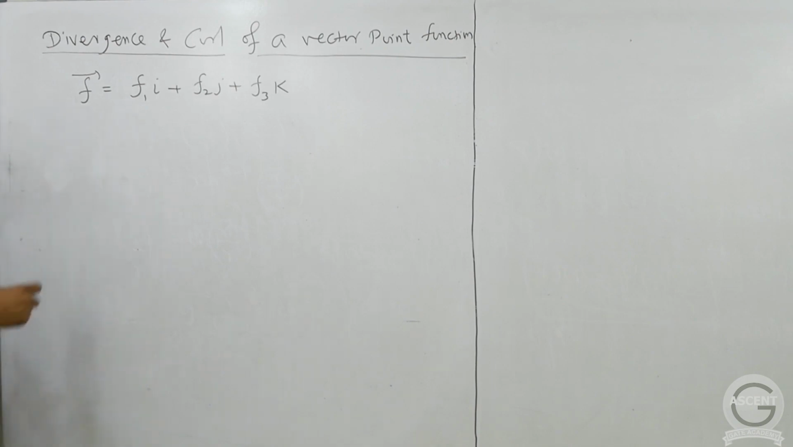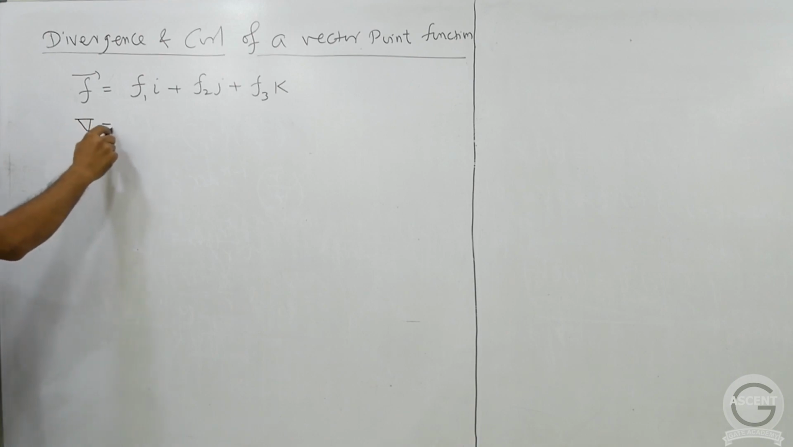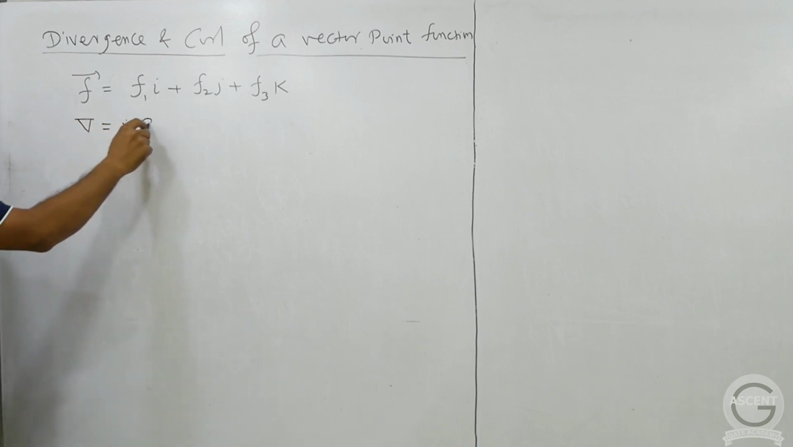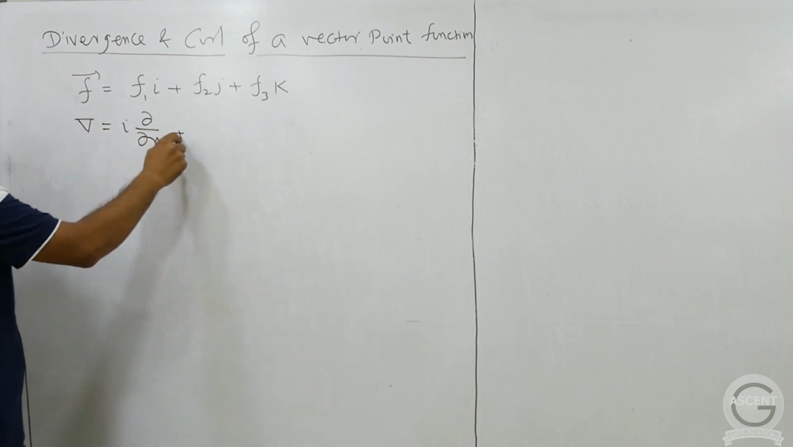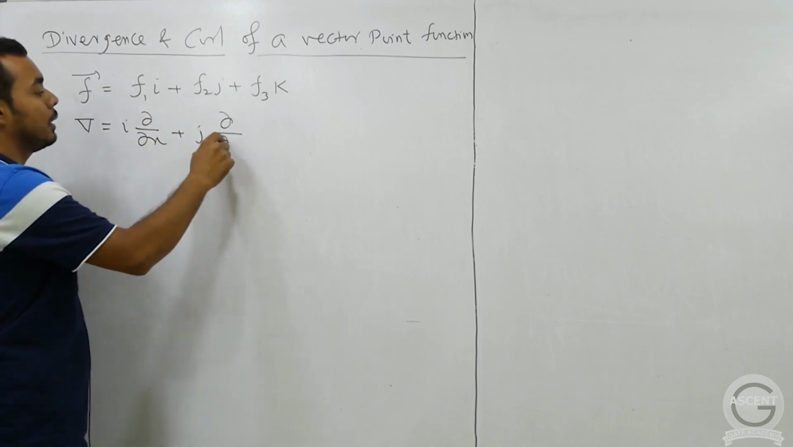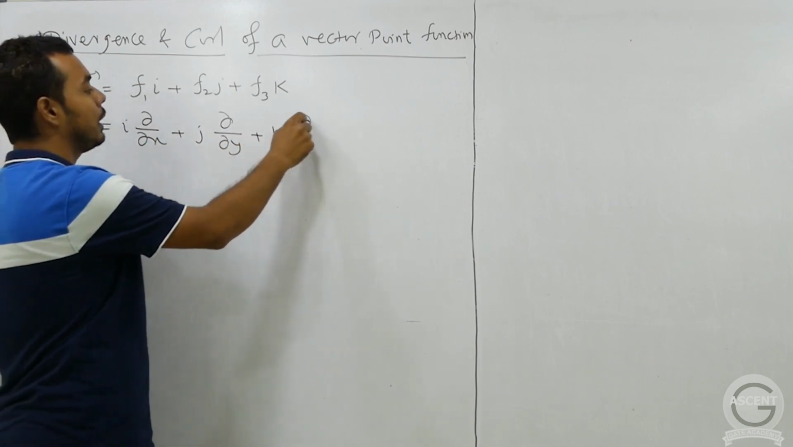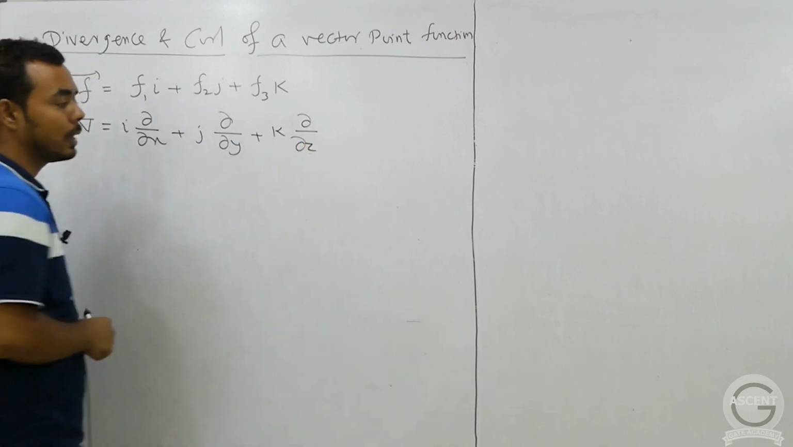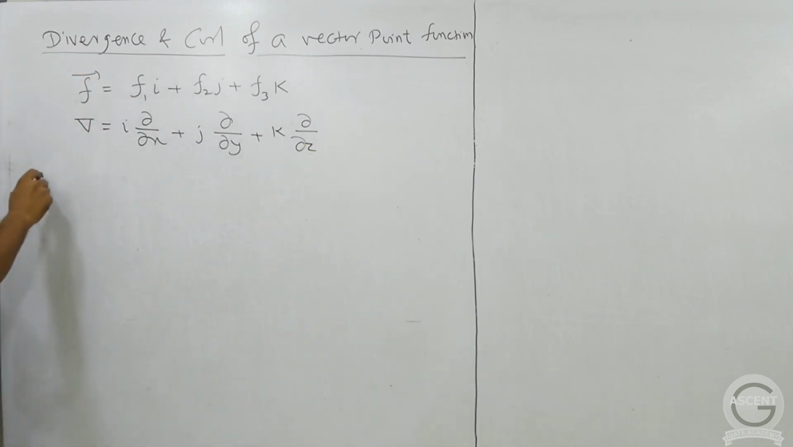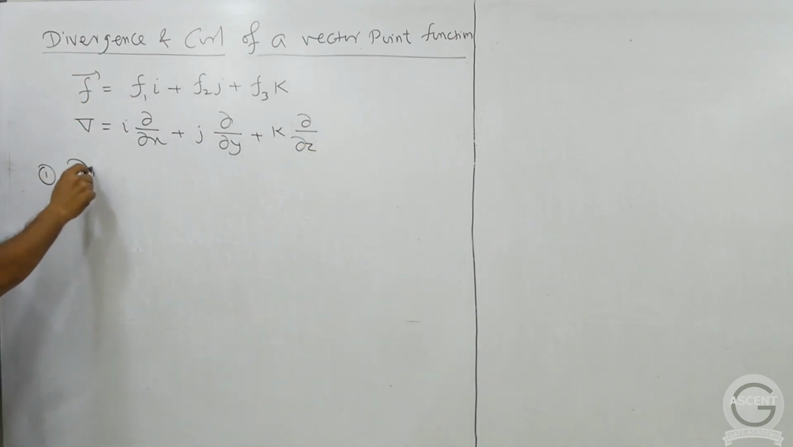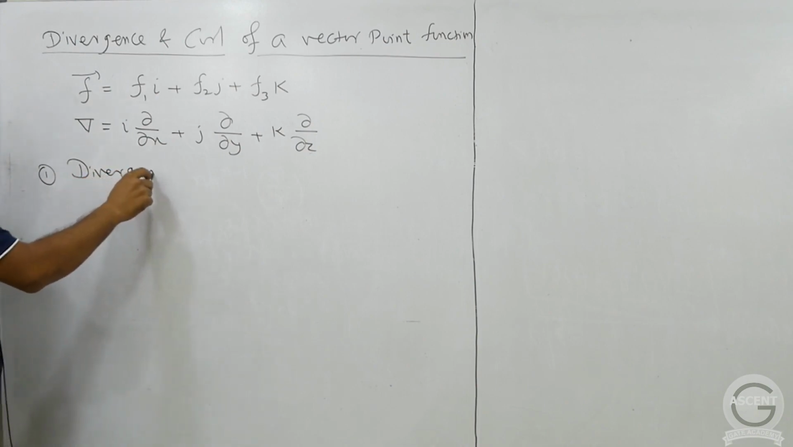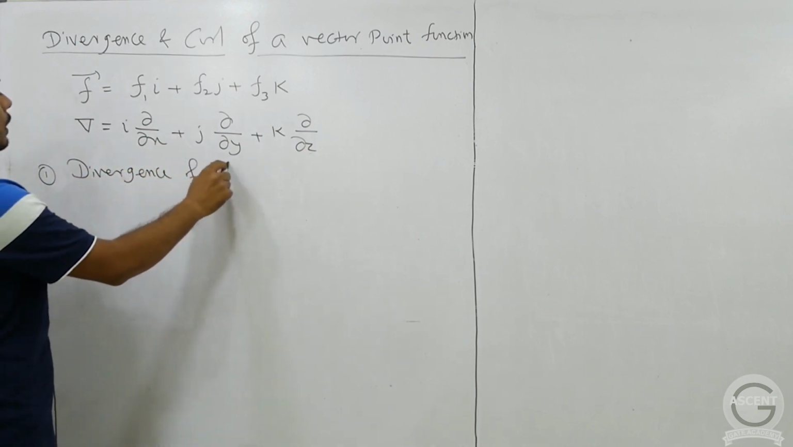So first we have to calculate the formula for divergence. Now before that we should recall our del operator. This del operator was i del by del x plus j del by del y plus k del by del z. This was our del operator. So now first thing, divergence of f, okay, this is vector f.